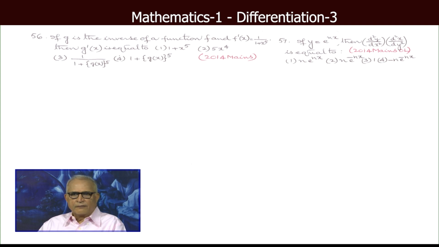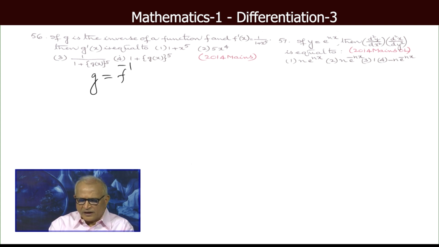2014 mains. Mains paper is meant for, of course, admission to NITs and other deemed universities all over the country. So, g is the inverse function of f. So, g equal to f inverse is asking g dash x.